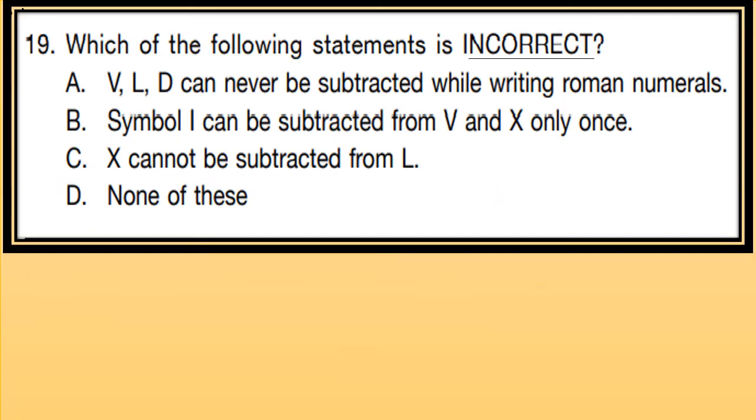Question 19. Which of the following statements is incorrect? A. V, L, D can never be subtracted while writing Roman numerals. So this is true. B. Symbol I can be subtracted from V and X only once. This is also true. Now C. X cannot be subtracted from S. So this is incorrect. So correct option of this question is C.